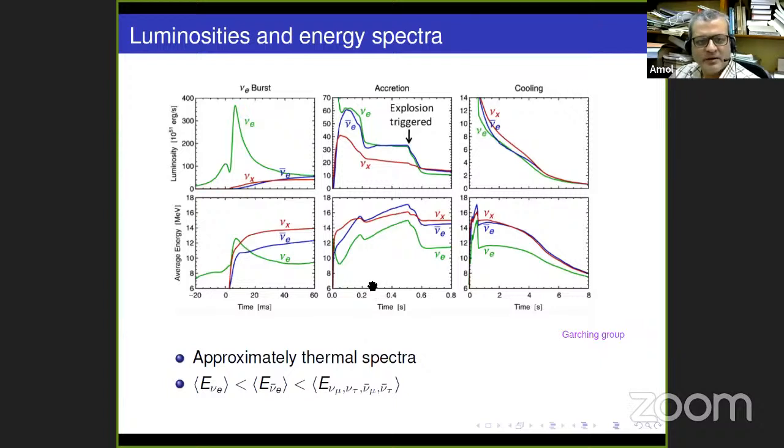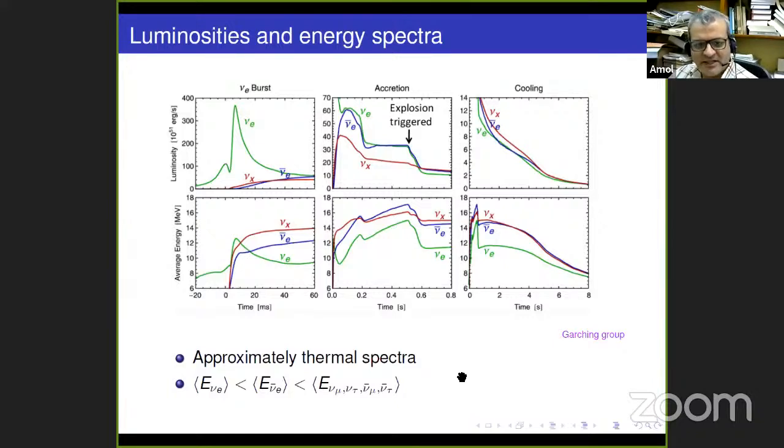Of course, I only gave you energies here as average energy, but what you actually get is a spectrum. The spectrum happens to be approximately a thermal spectrum, like a black body spectrum or a Planck spectrum with a given temperature. So increasing energy basically means increasing temperature for these different types of neutrinos. So this gives you that background.